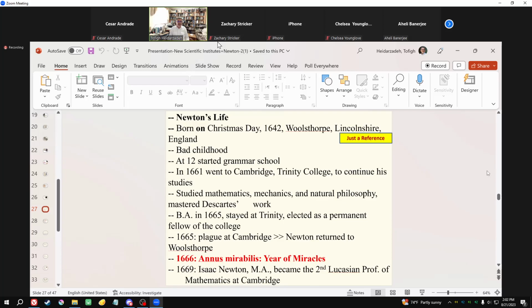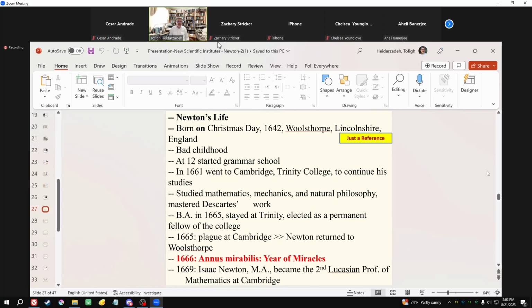But before that, in 1665, there was a plague in Cambridge, and he had to go to his hometown, or his village actually, and stayed there for a year. And that year is called Annus Mirabilis, or the Year of Miracles. What happened during that year? He discovered the three laws of motion. He discovered the notion of universal gravity, and he invented calculus when he was just 24 years old. What else do you want a 24-year-old to do?